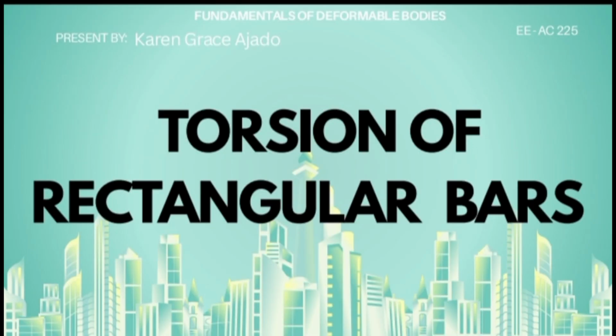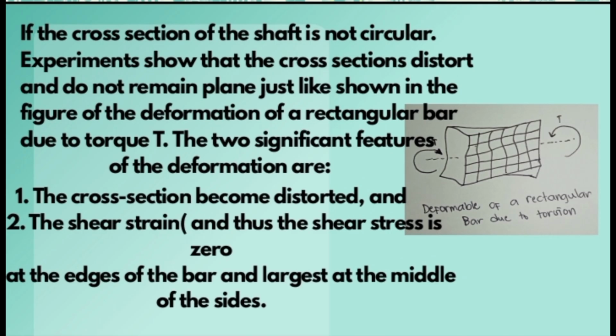Good day everyone. So for today's video, I'm going to report the torsion of rectangular bars. If the cross sections of the shaft are not circular, experiments show that the cross sections do not remain plane, just like shown in the figure of the deformations of a rectangular bar due to torque T. The two significant features of the deformations are, first, the cross sections become distorted, and second, the shear strain, and thus the shear stress, is zero at the edge of the bar and largest at the middle of the sides.